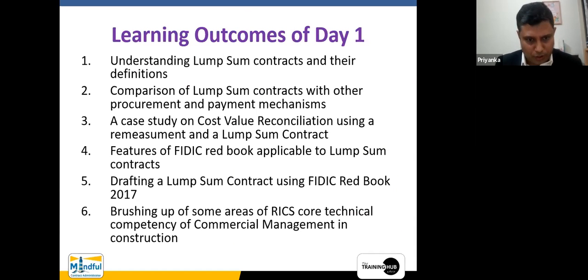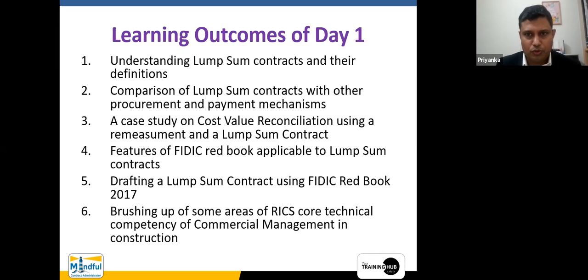So the learning outcomes. Today, we are going to have 6 areas focused on in order to enlighten our knowledge. We are going to brush up our knowledge, because I know there are a lot of practicing quantity surveyors who have got this knowledge, and we are going to align our thoughts on this particular concept. Number 1 is the understanding of lump sum contracts and their definitions, right?